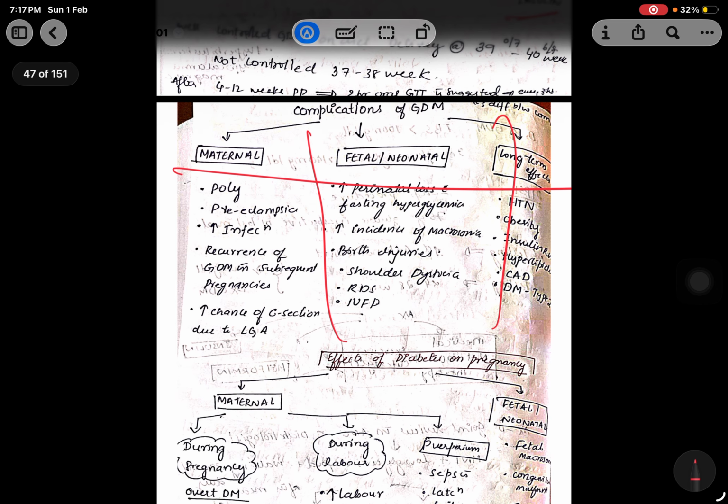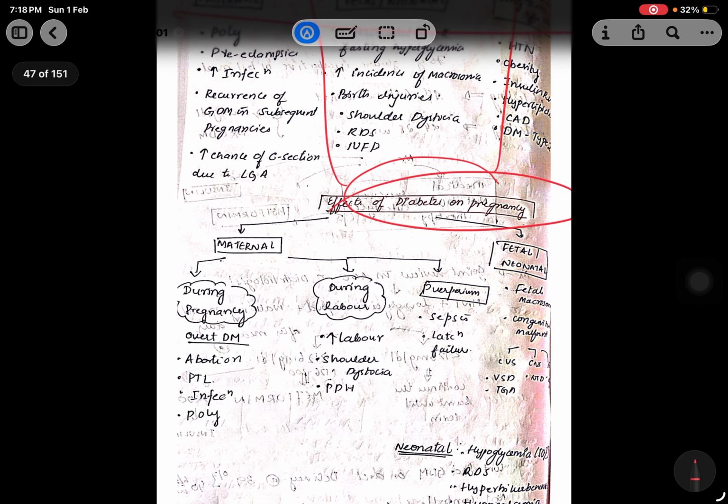And one more thing: complications are not equal to effects. Effects might later lead to complications, is what I wanted to suggest, because in the 10 marker question they will ask you both effects and complications. So make sure you divide it accordingly and place it.